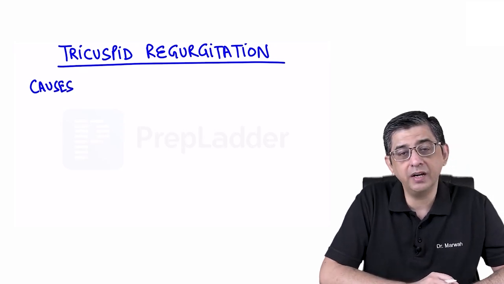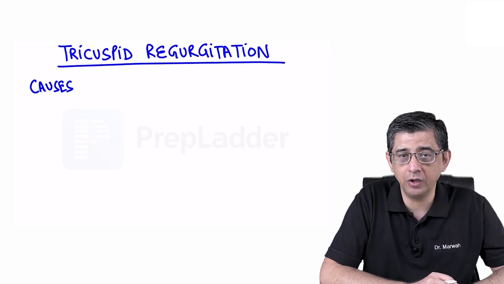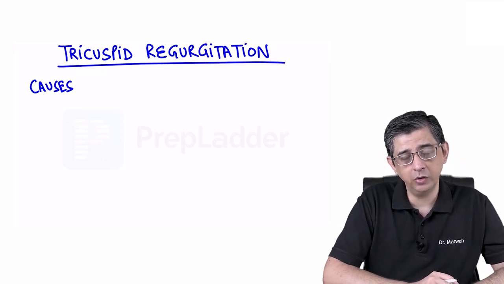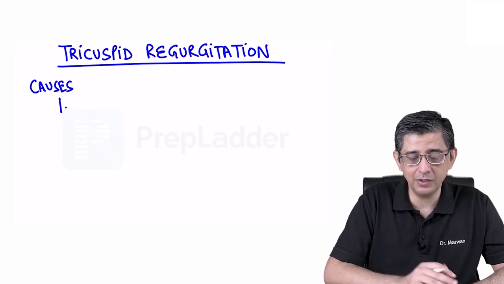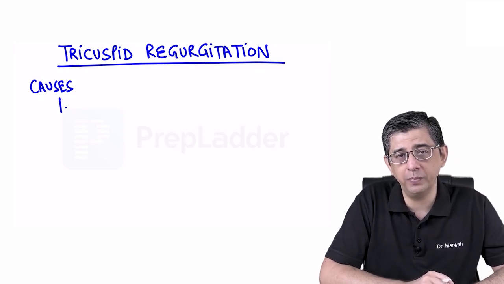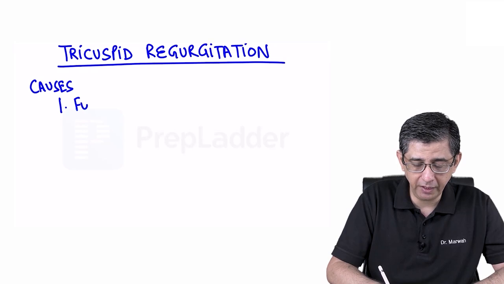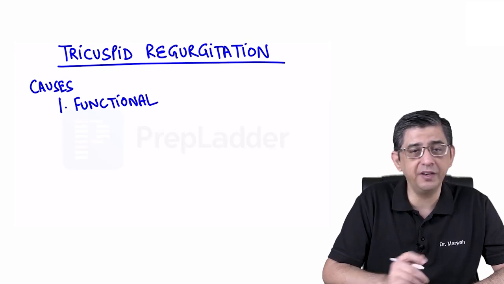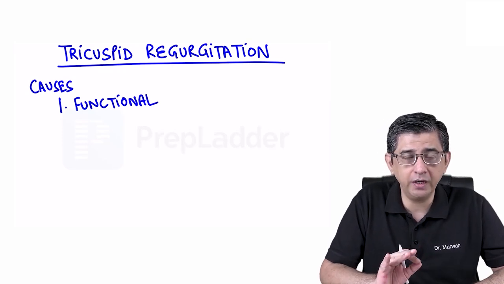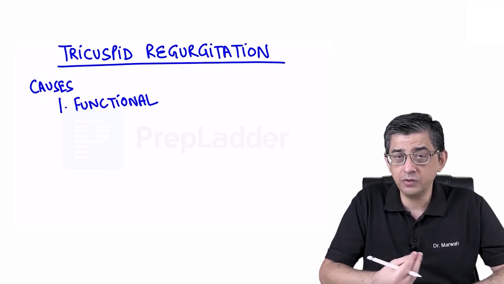Initially in the question, he might have at least one option that could be talking about causes. Now, when I talk about the causes part, most of the cases of tricuspid regurgitation would be of the functional variety. And what I mean by the functional is that there is no problem with the valve leaflets. There is no problem with chordae tendineae or papillary muscles. So what's really going on?